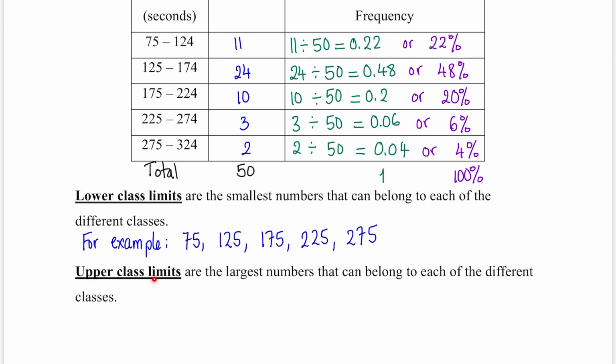Upper class limits are the largest numbers that can belong to each of the different classes. For example, 124 is the upper class limit for the first class. 174 is the upper class limit for the second class. 224 is the upper class limit for the third class, and so on.